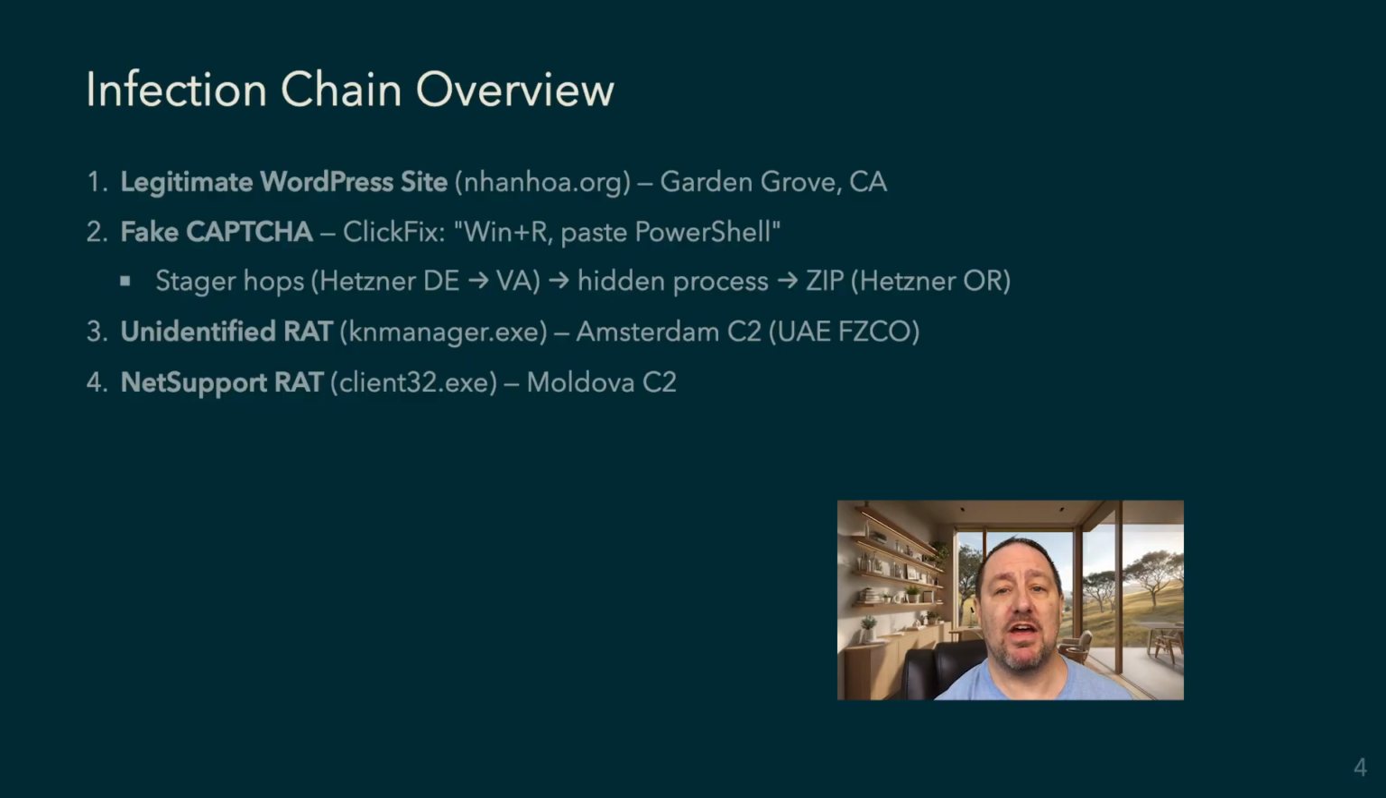The second part of the infection comes from IP addresses assigned to Hetzner, which is a German company with US data centers in Virginia and Oregon. You're going to see that they're serving CAPTCHA from Oregon, and you're going to see stagers come from Virginia, and then you're going to see a zip file come from Oregon. The third step is an unidentified RAT C2 in Amsterdam, registered to Servers.com FZCO, which ends up being part of UAE, and I'll explain how we made that link once I get to that particular part of the analysis.